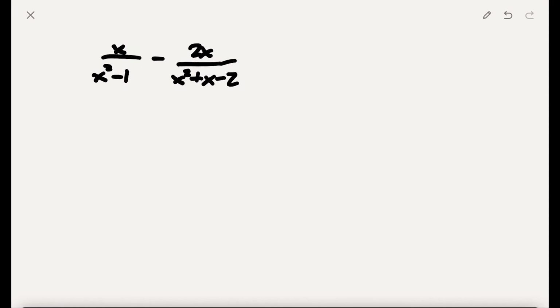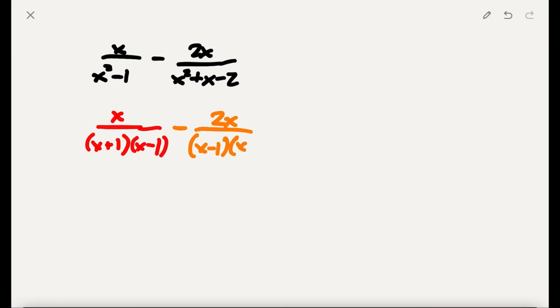Okay, first thing I'm going to do here is factor everything as much as possible. So you're going to end up with x over (x plus 1)(x minus 1). And then I'm going to factor that rational expression on the right here, and that's going to be 2x over (x minus 1)(x plus 2).